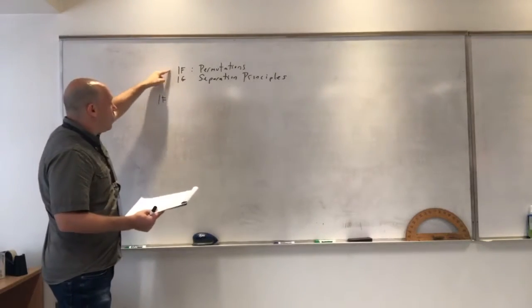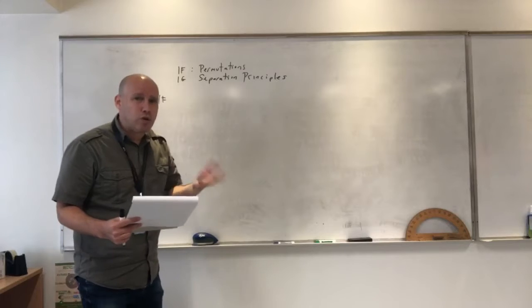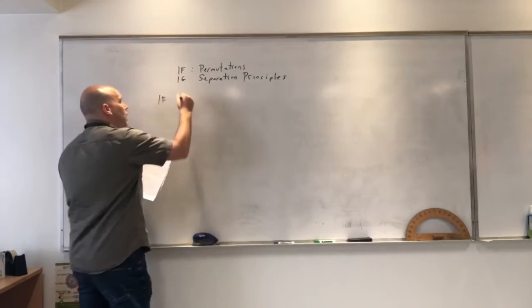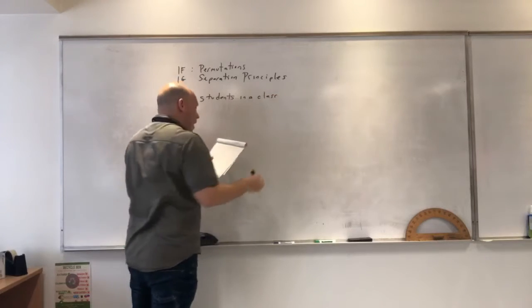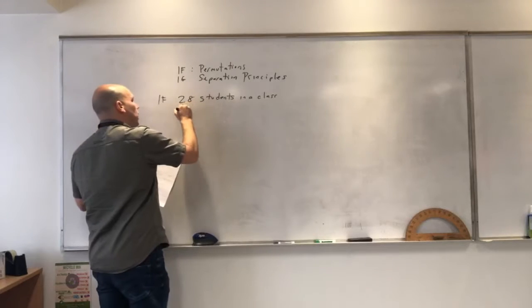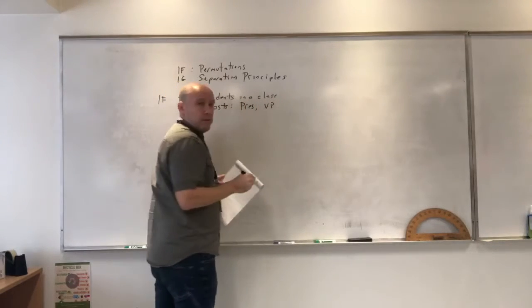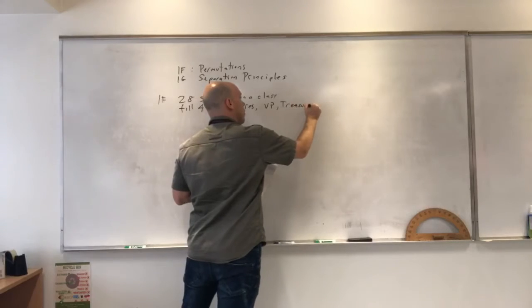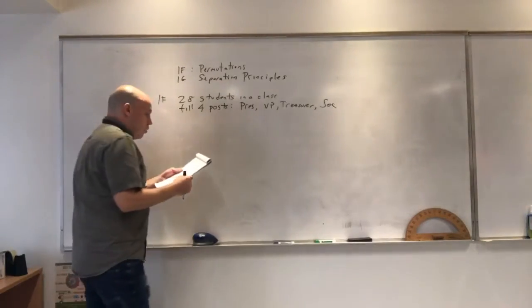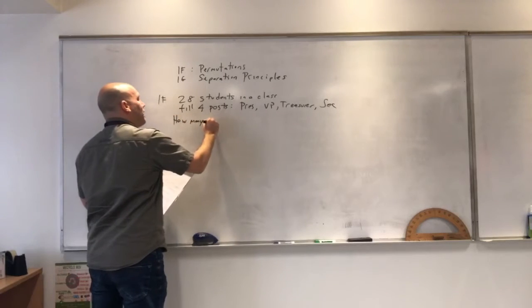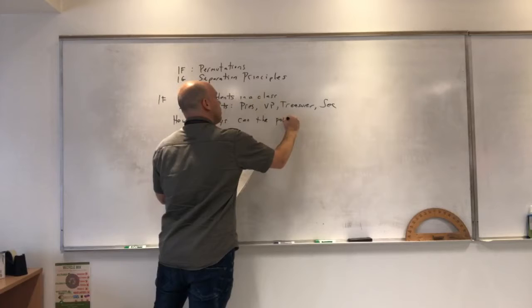Let's just quickly review permutations. Basically, we're counting things, but with order. Order matters, and we saw that with the words. So let's just take a larger example. Let's say we have 28 students in a class, and we have to fill 4 posts. Let's say president, vice president, treasurer, and secretary. So we have 4 places to fill, and the order matters. So the question is, how many ways can the posts be filled?